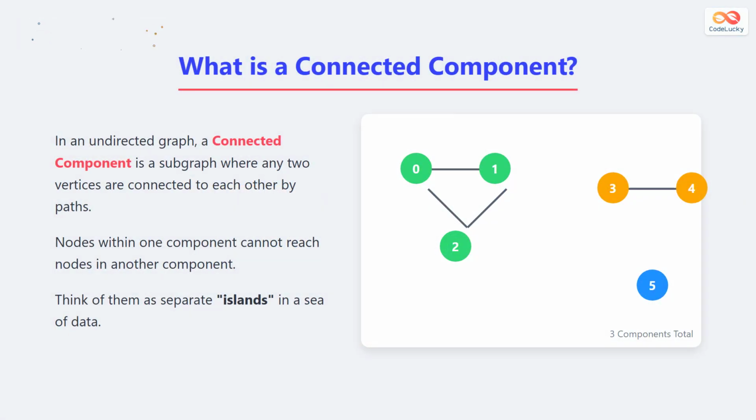First, let's define what we are looking for. In a graph, a connected component is essentially an island of nodes. If you can travel from node A to node B, they are in the same component. Nodes in different components are completely isolated from each other. In this visual, you can clearly see three distinct groups.